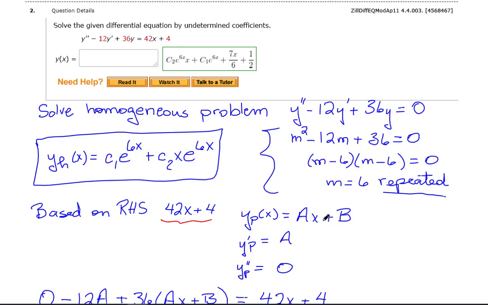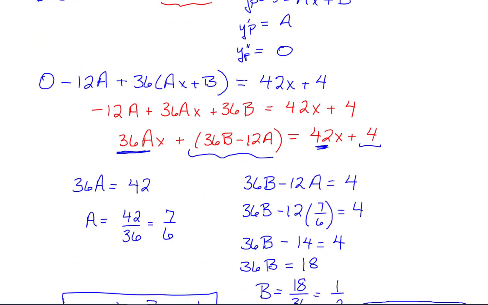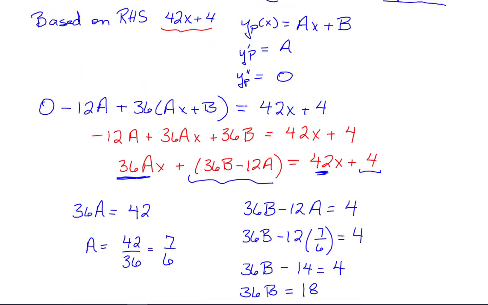Alright, so based on the right hand side of 42x plus 4, my guess is a linear type of function for my particular solution. So first derivative of this is a. Differentiating it again, I get a 0. Alright, so now I simply plug all this back in. Second derivative is 0 minus 12a plus 36ax plus b. So I'm going to distribute this.